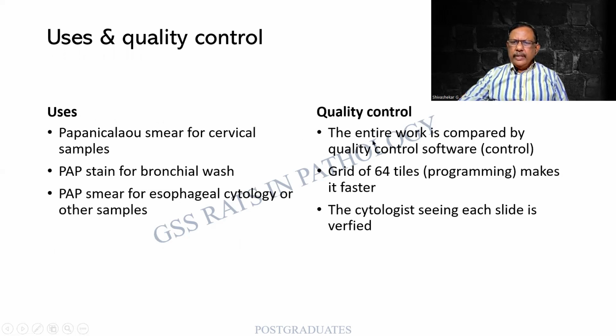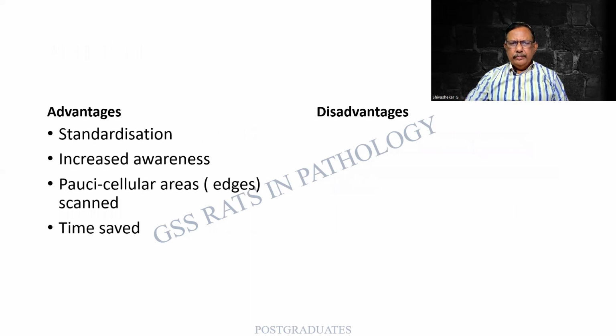Quality control. The entire work group is controlled by means of the quality control software. And this, I do not know much. There is a grid, something like a Newbar chamber, as a result of which you find that from one square to another, they are all being analyzed very sequentially so that nothing is being missed. And finally, there is a cytologist seeing each slide that has been verified subject to malignancy.